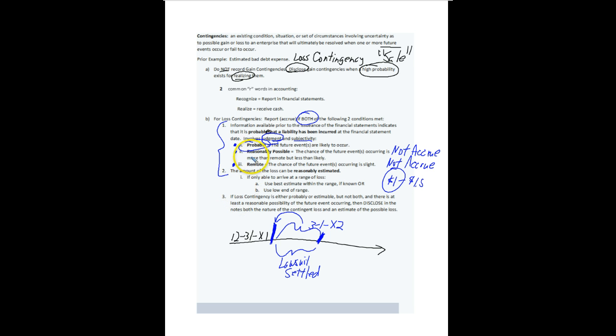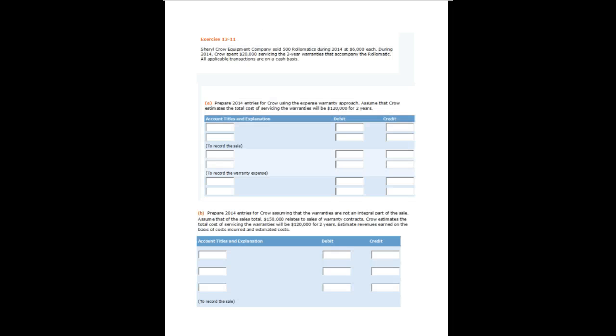Now, if one is met and the other one is not, then we will disclose it in the notes to the financial statements. Okay, let's move on and look at some examples. In addition to estimated bad debt expense, what other kinds of loss contingencies face a company? So exercise 11 looks at warranties.